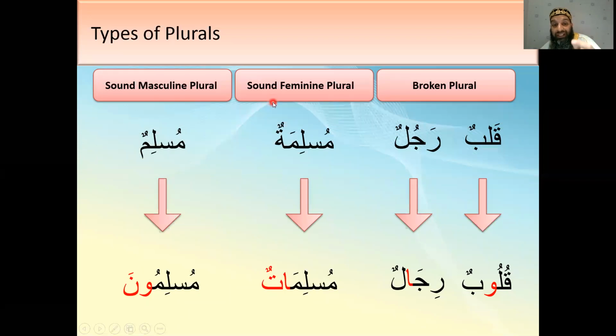Let's look at the next one. Sound feminine plural. Yes, I know that has disappeared, but the original word Muslim is still there. It becomes feminine when you put a ta marbuta on the end, but the Muslim is still there. You just added something to the end. And then the broken plural is one where a letter has come and broken the original word up. So rijalun, the alif has come and broken it up. Qalbun means a heart. Qulubun is how you say hearts. But look, a waw has come and broken the word up. So that's why these are called broken plurals.